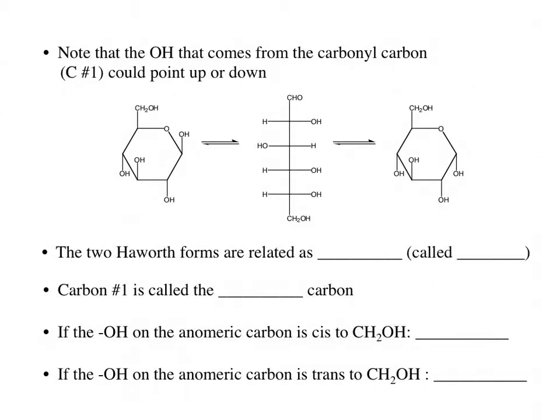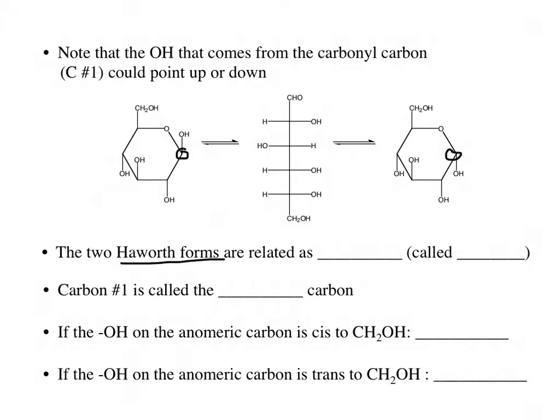Ask good questions. All right, so the OH, the one we were talking about that is making the difference, is that one right there and that one right there. That's the difference between the two. And it could be pointed up or down. Those cyclic forms are called Haworth forms. It's called a Haworth projection. And we're going to learn in just a few minutes how to draw it.